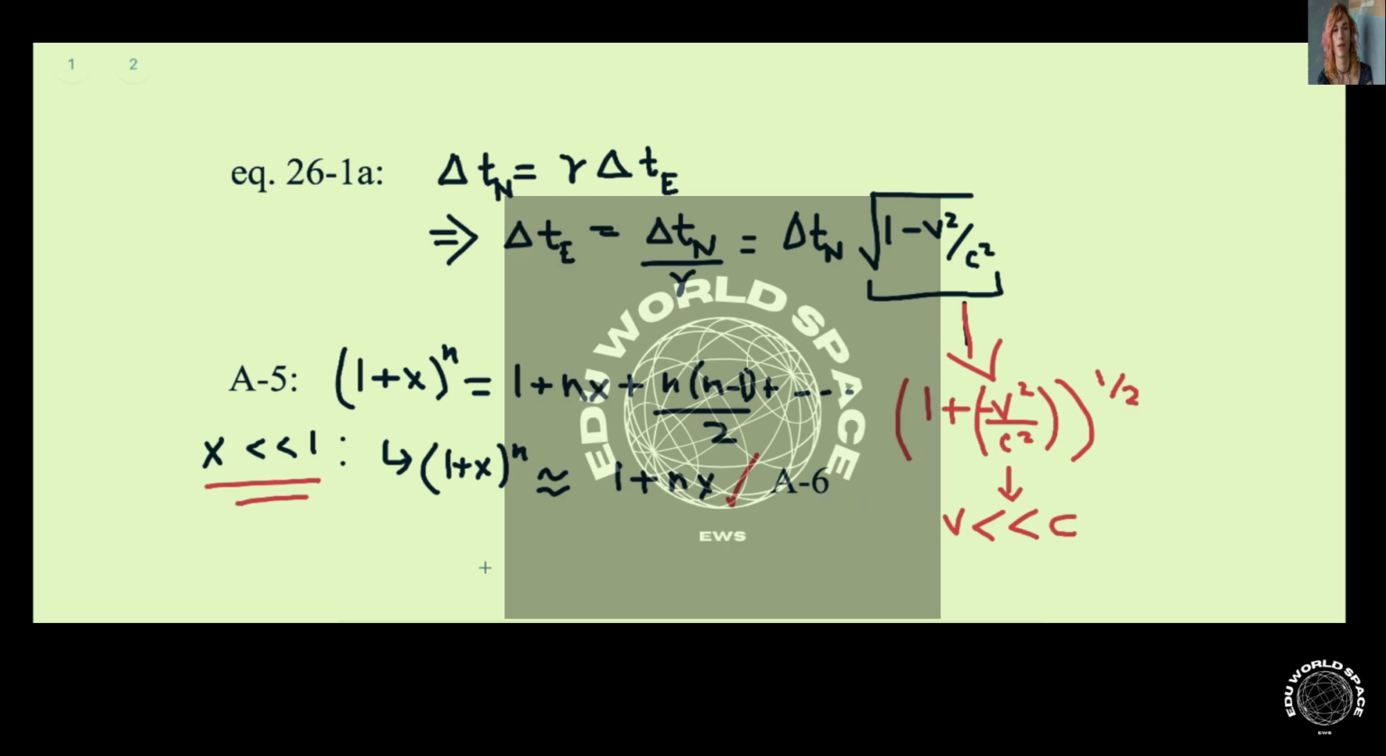And so what we get, therefore, is that 1 minus v squared over c squared raised to the 1/2 is approximately 1 minus v squared over c squared times 1/2, right? I can write it as 1 minus v squared over 2c squared. So this is what that becomes.